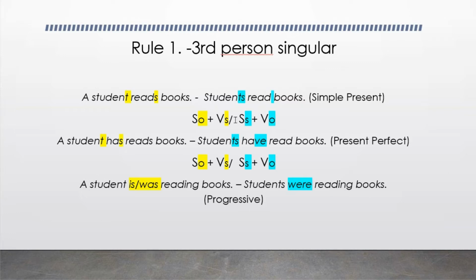If the subject is singular and it's a third person, you have to have an S for the verb. So this is the formula. Subject has no S, then the verb gets the S. If the subject is plural with an S, the verb gets zero ending. And the same here. As you can see, there are examples.